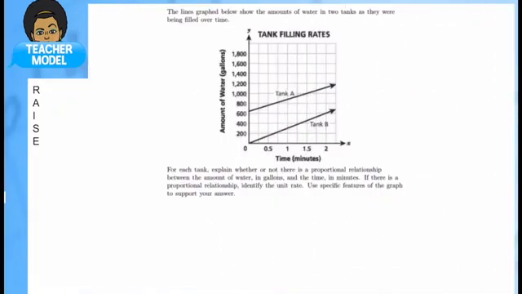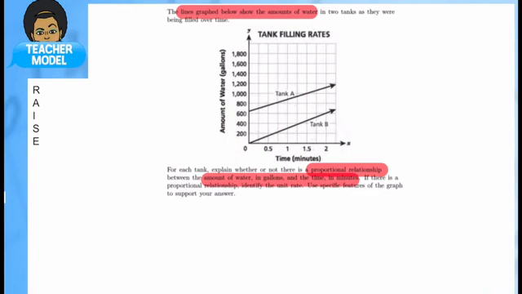Here we go. We have one more problem here. And in this problem, we have another graph. We have the lines graph to show the amount of water in 2 tanks that were filled over time. For each tank, explain whether or not there is a proportional relationship, that's what we're going to look at, between the amount of water in gallons and the time in minutes. Is there a proportional relationship? Identify the unit rate. Use specific features from the graph.